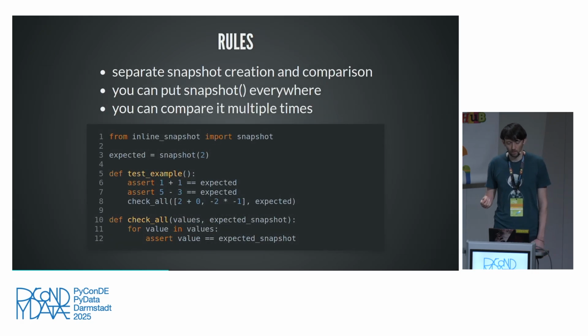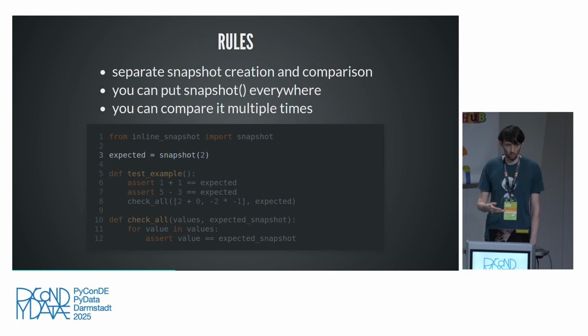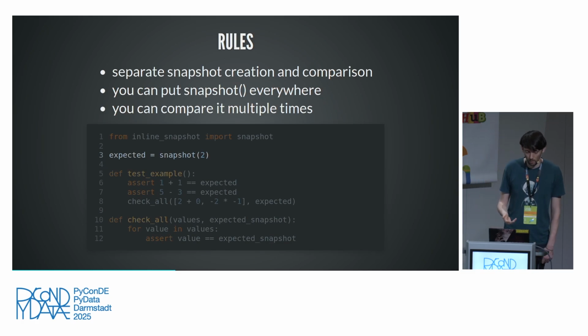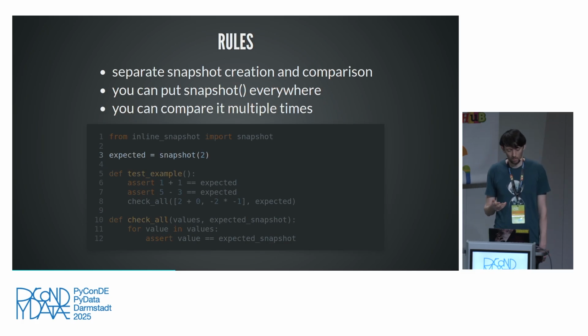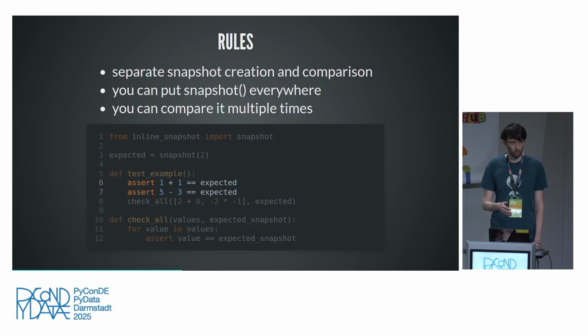There are some rules which are the core of inline-snapshot. The main one is that the actual snapshot creation and the snapshot comparison are two different things. You can create your snapshot, for example, in the global scope and assign it to a variable. The snapshot function takes a value and puts a thin wrapper around it, which has a customized equal operator. This equal operator is later used when you compare your snapshot with the actual values. You can also compare it multiple times.